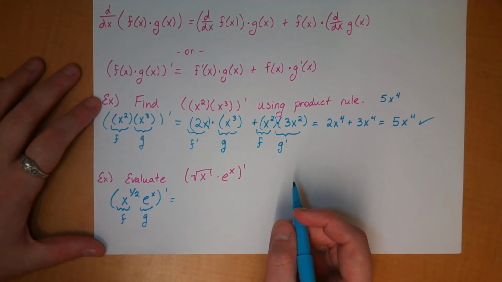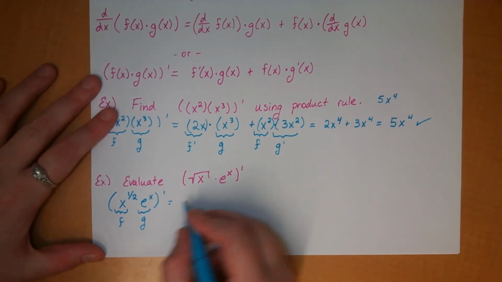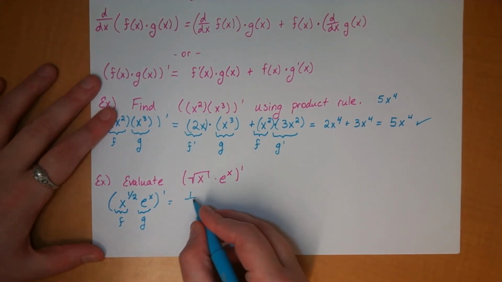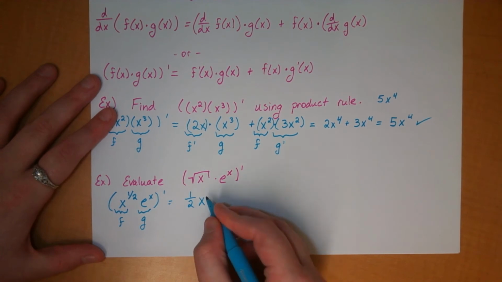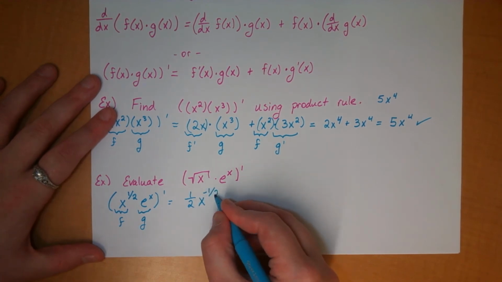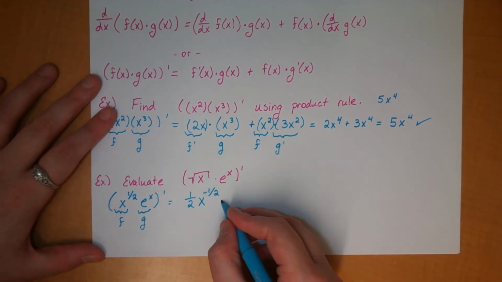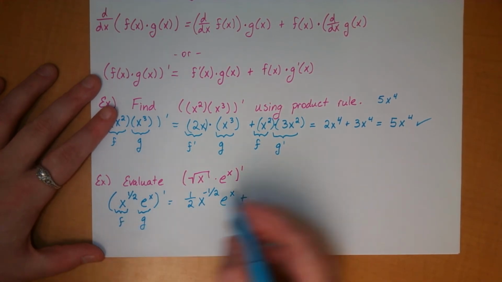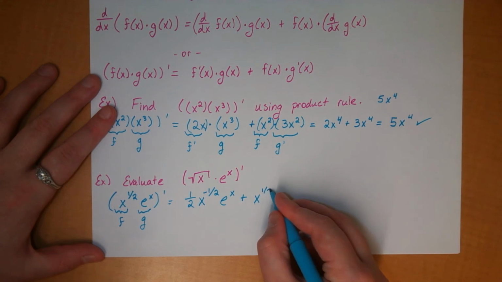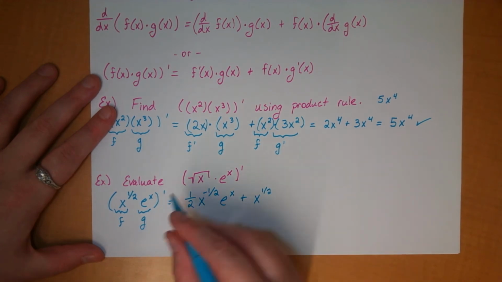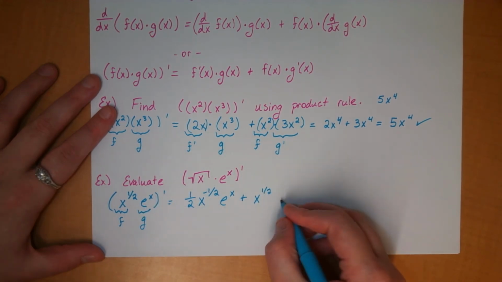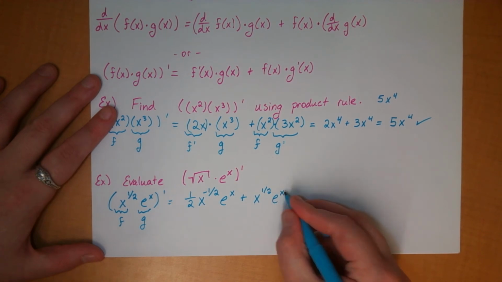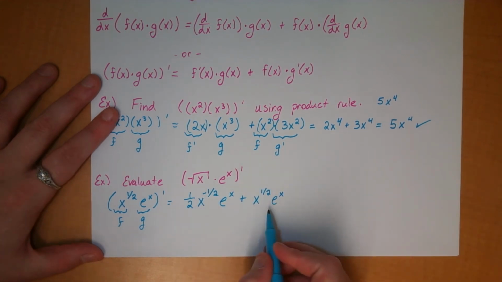So by the product rule, I'm going to have the derivative of f, which is 1/2 x to the negative 1/2, times g left alone, plus f left alone times the derivative of g. Well, the derivative of e to the x, remember, is just e to the x. We'll just have e to the x. And this would be our solution.